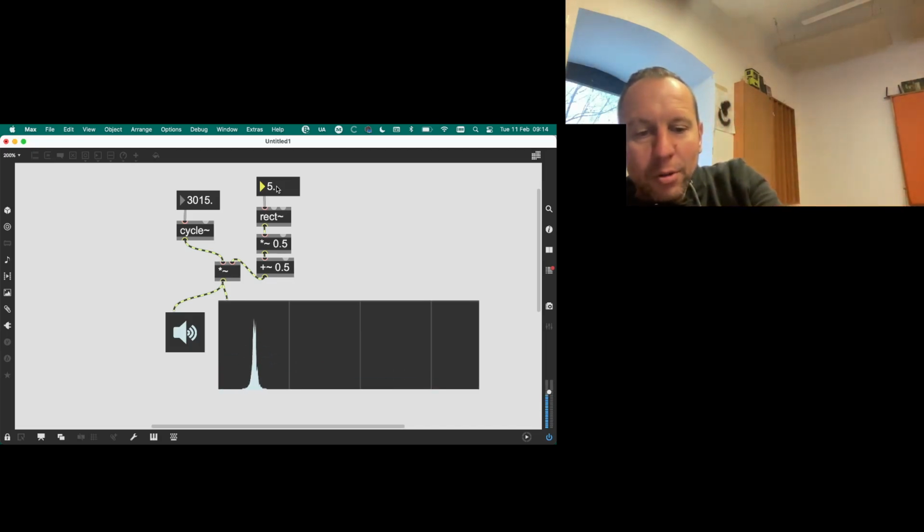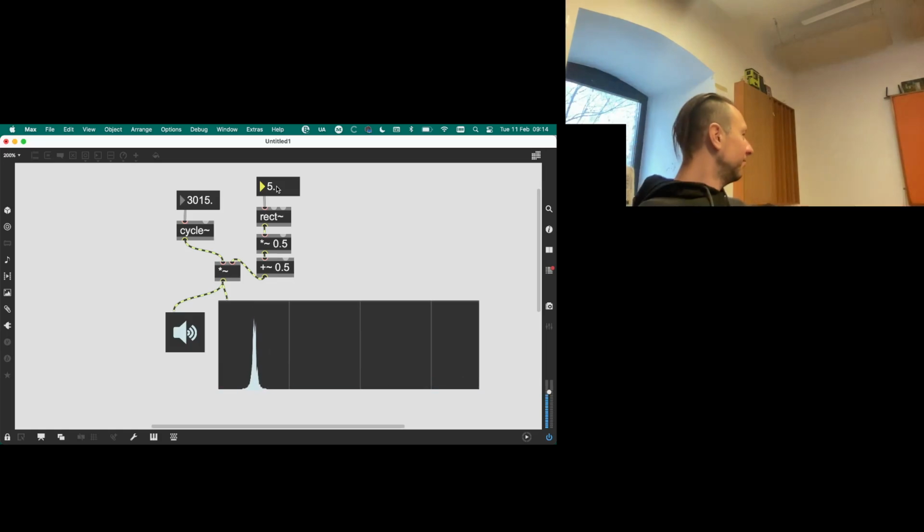How does this sound? So you actually hear the 5 hertz coming through.